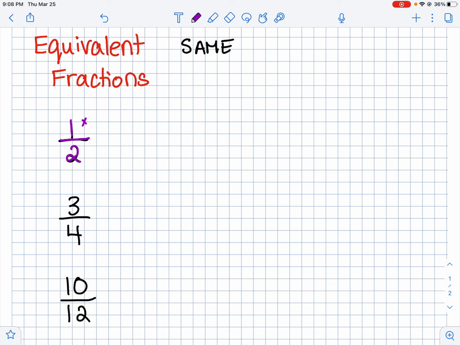So if I multiply the top by 4 and the bottom by 4, I'll make another fraction. 1 times 4 is 4. 2 times 4 is 8. These two fractions, 1/2 and 4 over 8, are equivalent. They mean the same thing. If you took a calculator and did 1 divided by 2, it would equal 0.5. If you did 4 divided by 8, it would equal 0.5. They're the same.